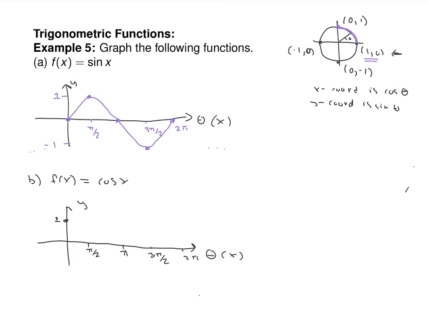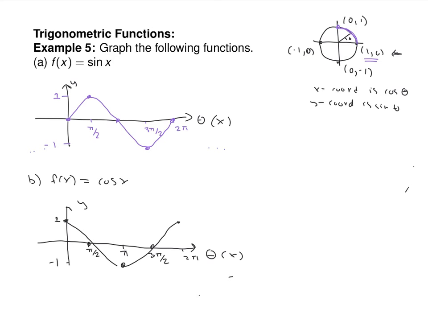Okay, by pi halves, what happened to your cosine? 0. And by pi, where'd it go? -1, and by 3 pi halves, we're at 0. By 2 pi, we're at 1. Notice that there were also 5 points there.